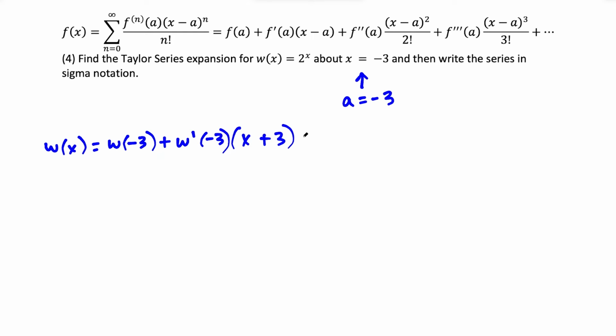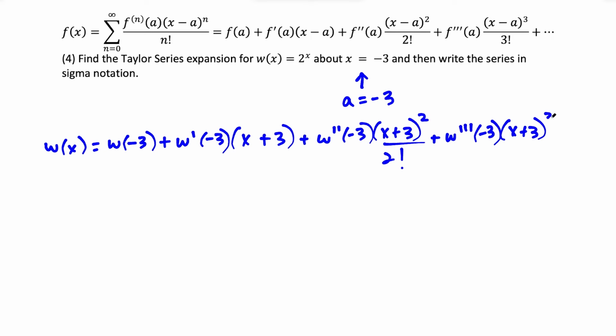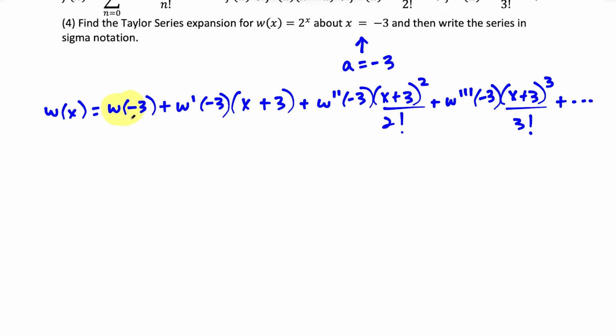So now the next term here, we're going to have plus w double prime at negative 3, and then this will be multiplied by x plus 3 to the second over 2 factorial. And then for our next term, we have w triple prime at negative 3, and this is multiplied by x plus 3 to the third over 3 factorial. And then after this, we'll be able to see what the pattern is. So we'll just stop here and just say that this will continue on and on. So now for the next part of this question, we're going to find these 4 terms here, because that's going to tell us the coefficients of our Taylor series.